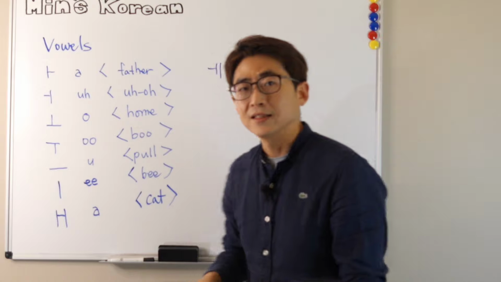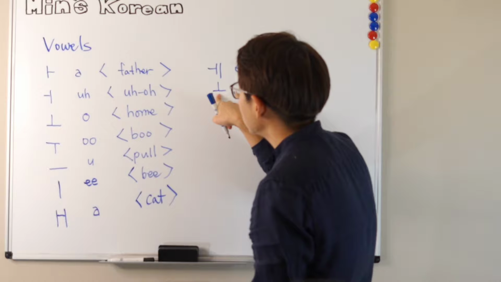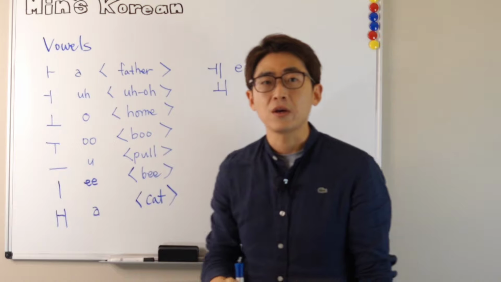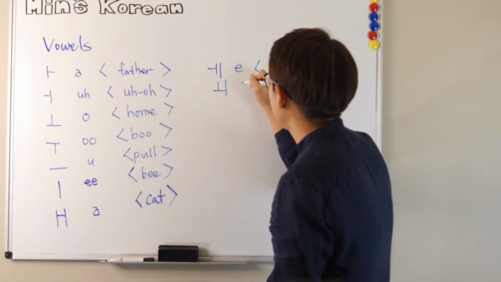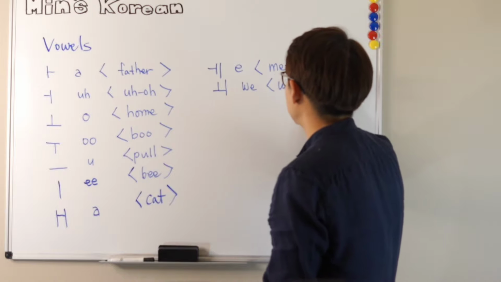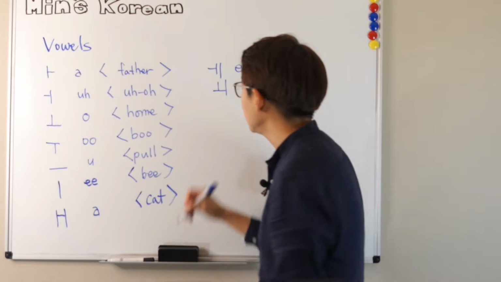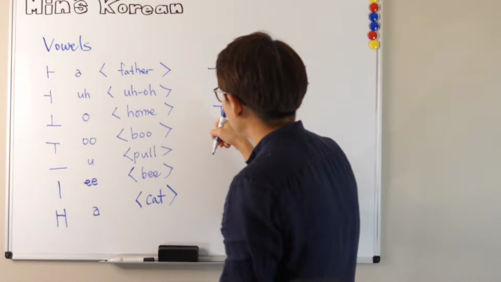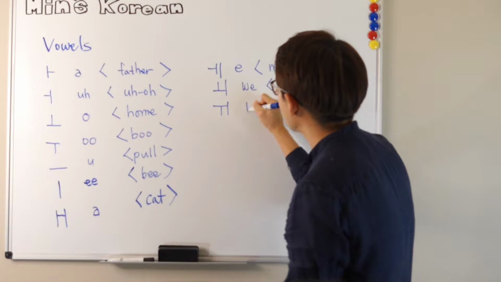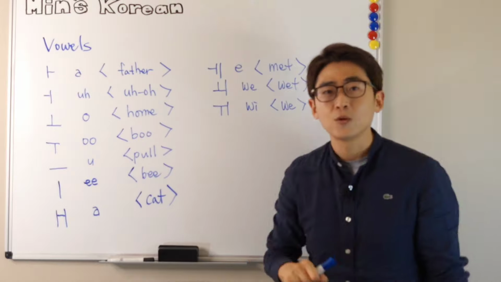All right, and the next one is we write O first and then we. English representation is we, as in wet. All right. And the next one is we write u first and then we write e next. And it becomes we, as in the pronoun we.